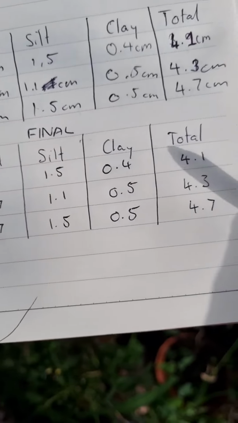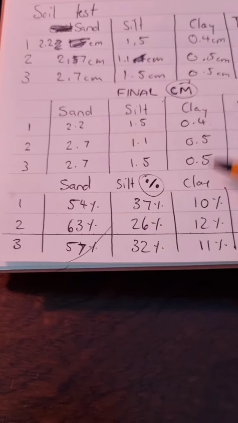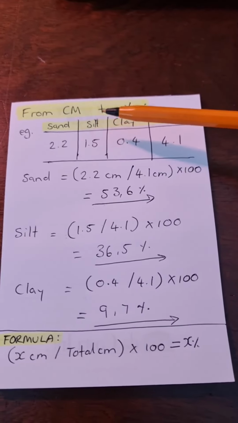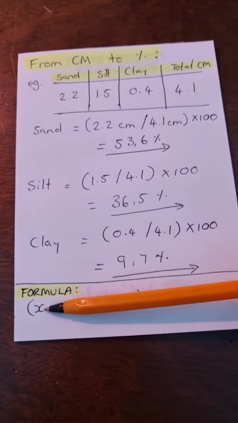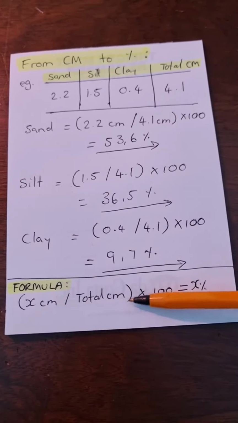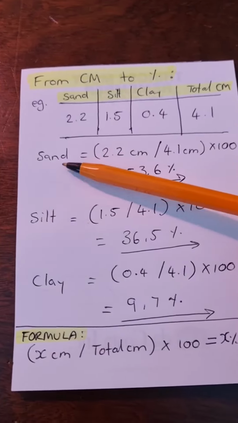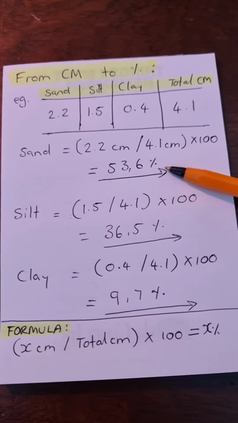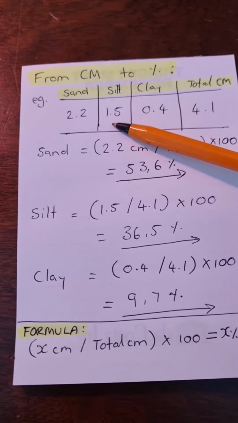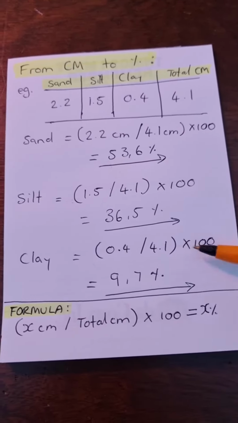Then record your results. Once you have your measurements, we are going to convert them from centimeters or millimeters into a percentage. We are going to use this formula here. Record your measurements and make sure you have a total. Here's our formula. X centimeters divided by the total centimeters times 100 equals your percentage. Here's an example. 2.2 centimeters divided by the total times 100 is equal to 53.6%. And here we're going to repeat the process for sand, silt, and clay.